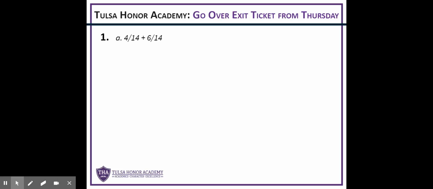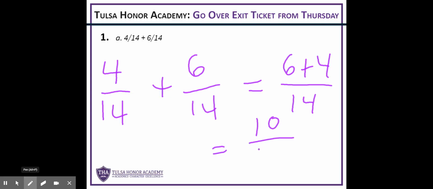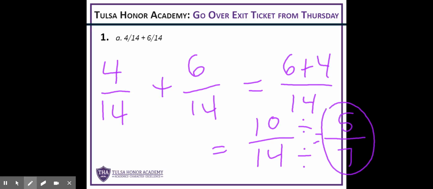Alright, so we're going to go over the exit ticket from Thursday. On this, we're going to be adding 4/14 plus 6/14. So we already have the same denominator, so all we have to do is add the numerators. So we're going to add 6 plus 4 over 14, which equals 10 over 14. And we can also simplify this, so they're both divisible by 2. So I'm going to do 5 over 7. That should be our answer, 5 over 7.